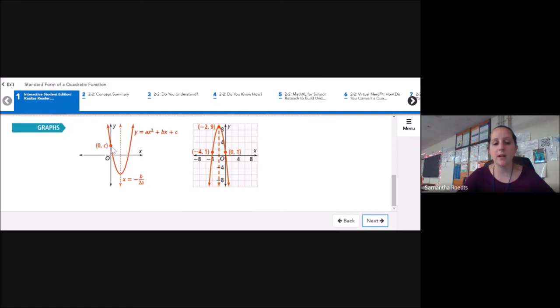So (0, c) is the y-intercept. My axis of symmetry is x equals negative b over 2a. And, of course, my actual function is y equals ax squared plus bx plus c.